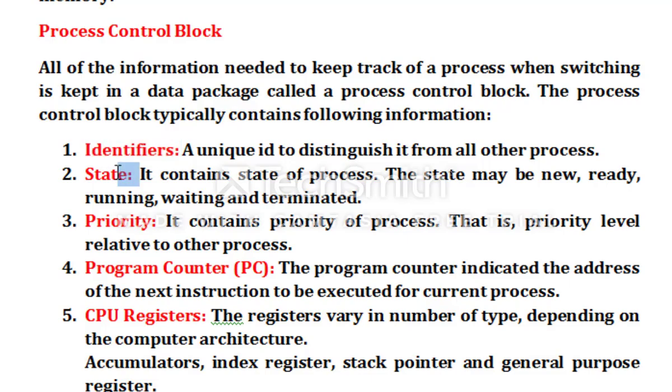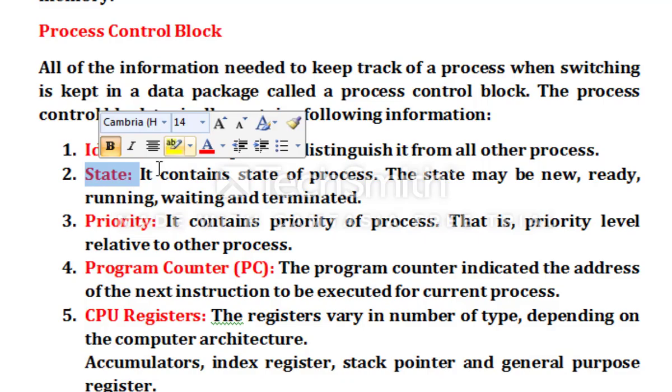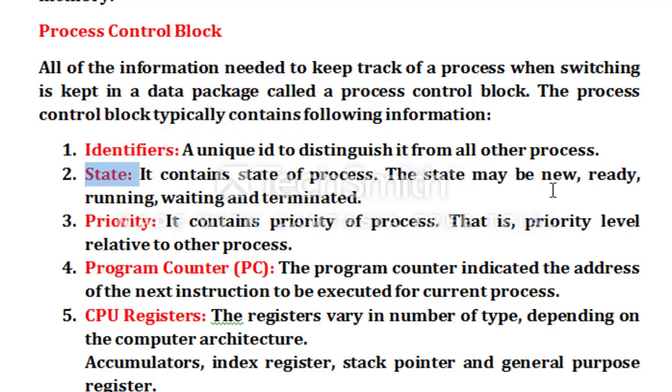Second, state. The information about the state should be maintained in the PCB. State means the five different states. A process may have five states: new, ready, running, waiting, and terminated, and a process may belong to any one of these states. So it will contain the current state of the process.